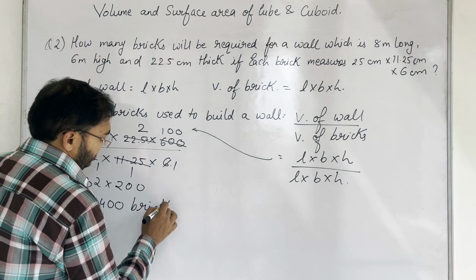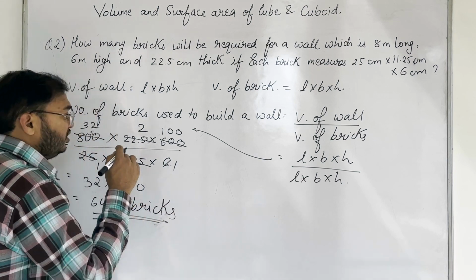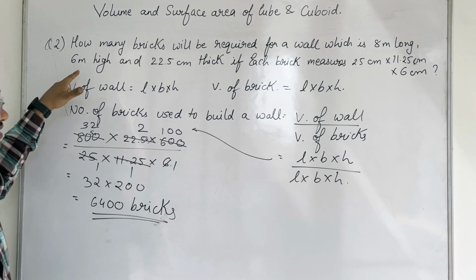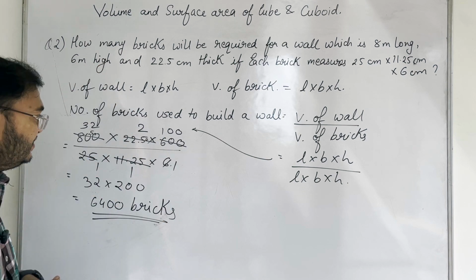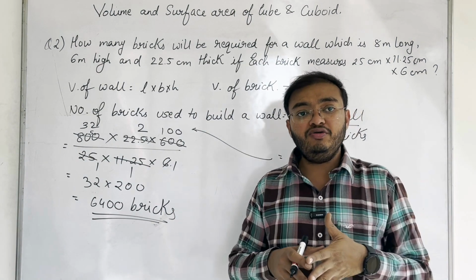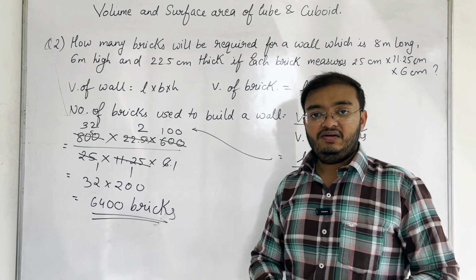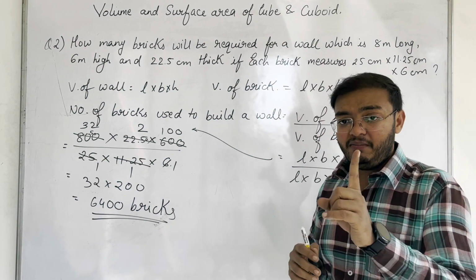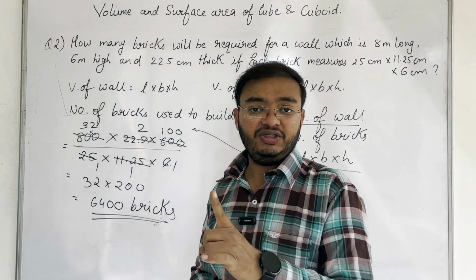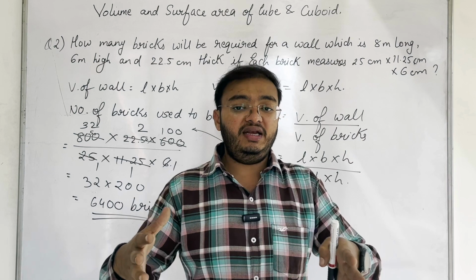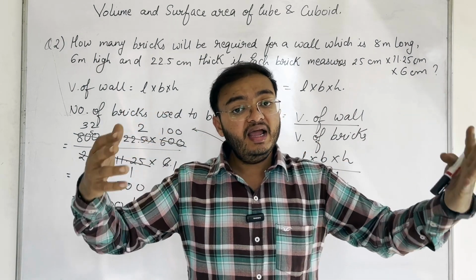are required to construct a wall whose dimension is 8 meter long, height is 6 meter and the breadth is 22.5 centimeter. That means this is very easy. No need to jump into any complex solutions while solving the questions. This is so easy. But remember one thing, whenever you are getting this type of questions, then you always have to divide the smaller volume or area from the larger volume and area.